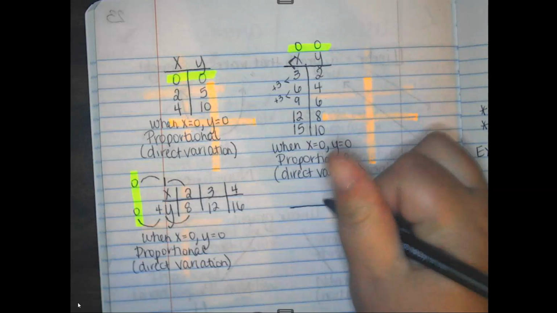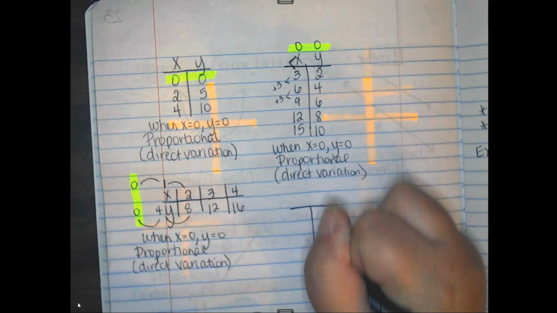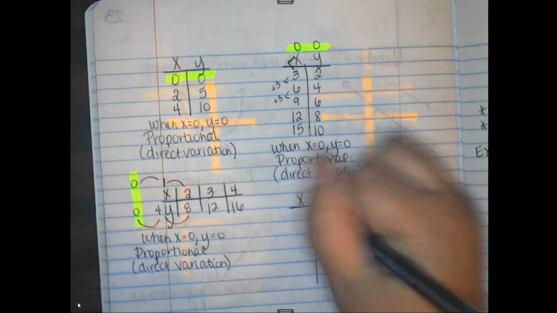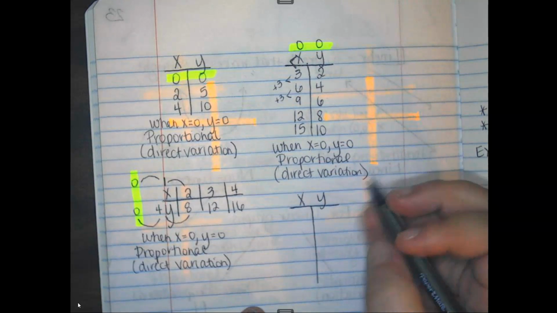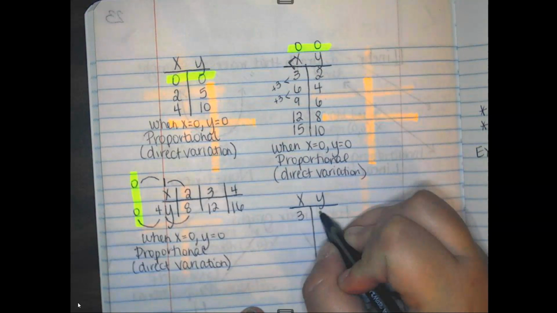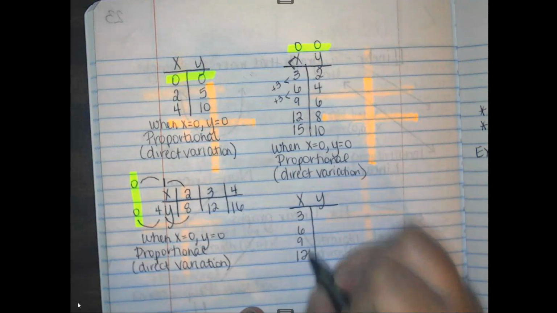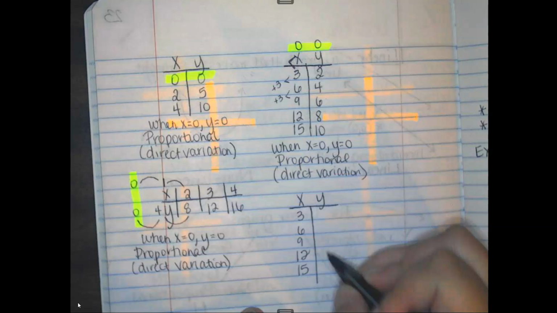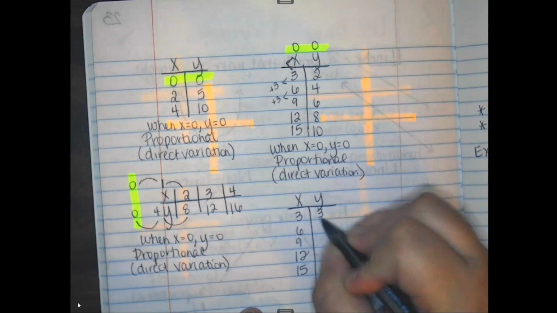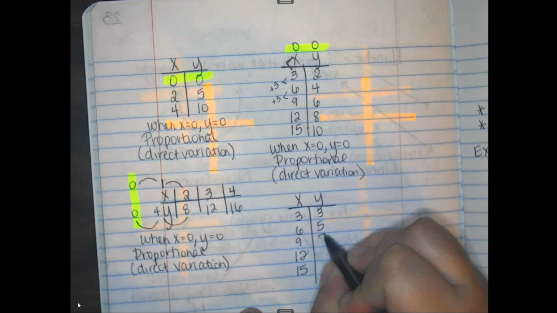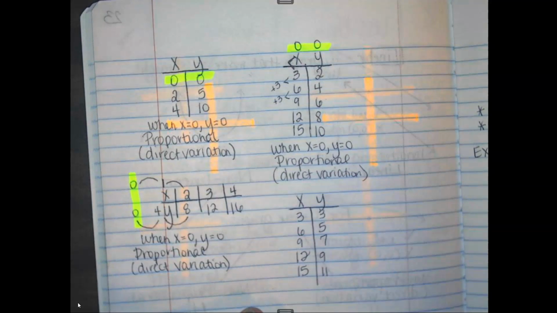What about this one? X and y. 3, 6, 9, 12, 15. 3, 5, 7, 9, 11.